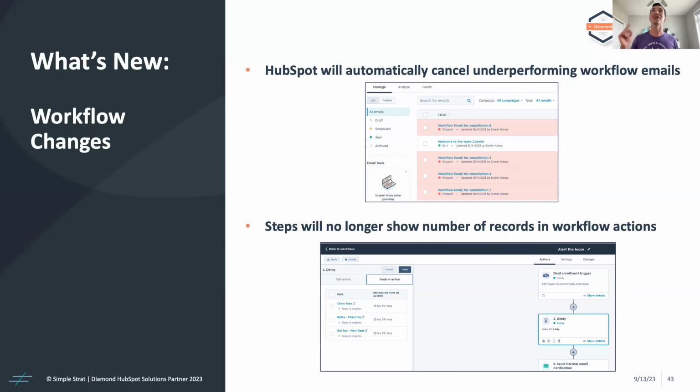So what you can do now is click on the step and it'll show you a list of the contacts or deals, whatever object that workflow is for. It'll show you a list of all of those there. So you can still get that. You just won't get that nice little number that apparently was never very accurate in the first place.